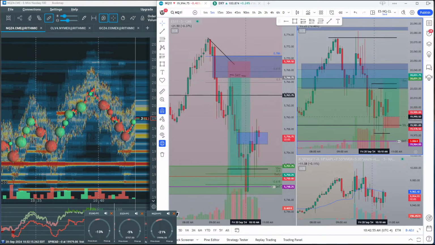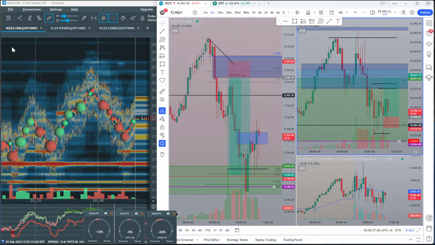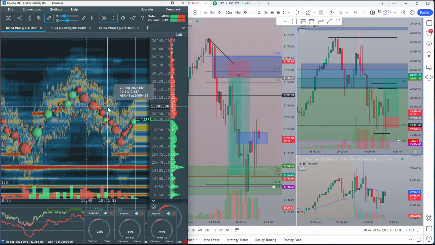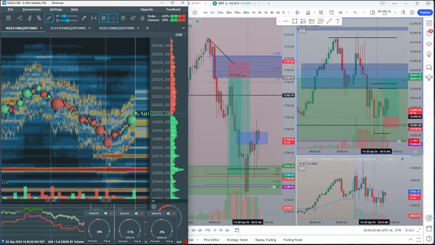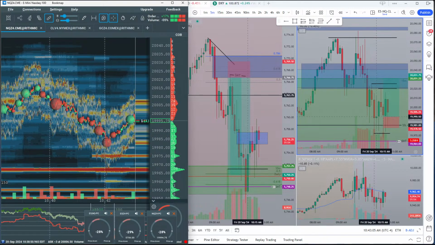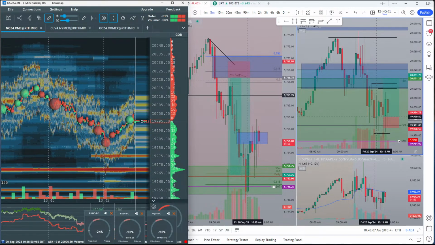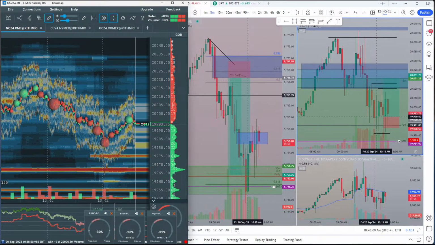Bit of a push higher here. Let's see if we want to trap these sellers. Really need good buying pressure, good buying volume on Bookmap. That's a pretty good bubble. Not the best. Really want to see continuation here. Not really getting it. At least it's failing, I should say.